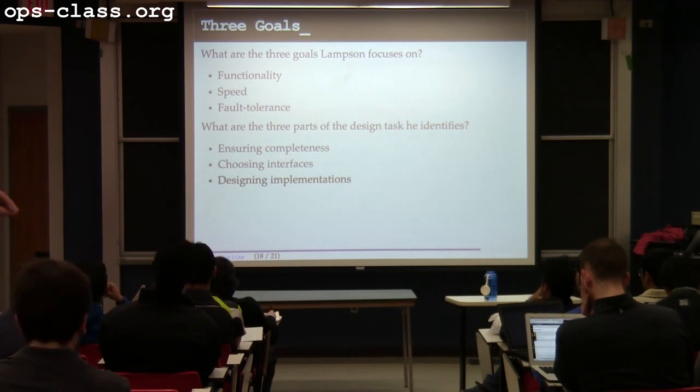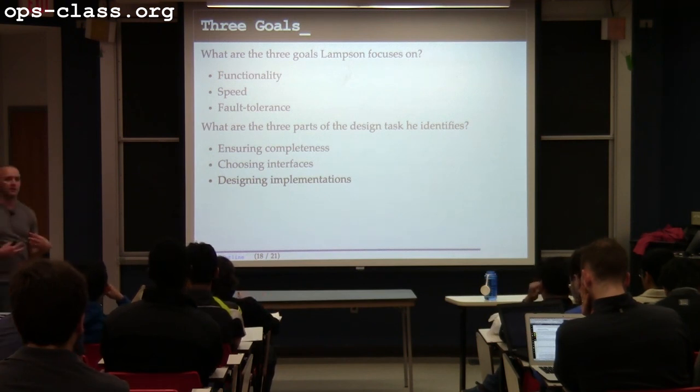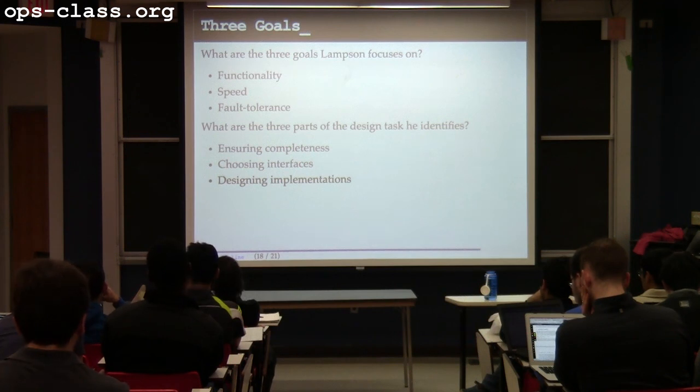So, making sure that you've done everything you need to do, figuring out how different parts of the system are going to talk to each other, and then figuring out how to implement the parts of the system that you now need. How many people had to design an internal interface when you did assignment 3?